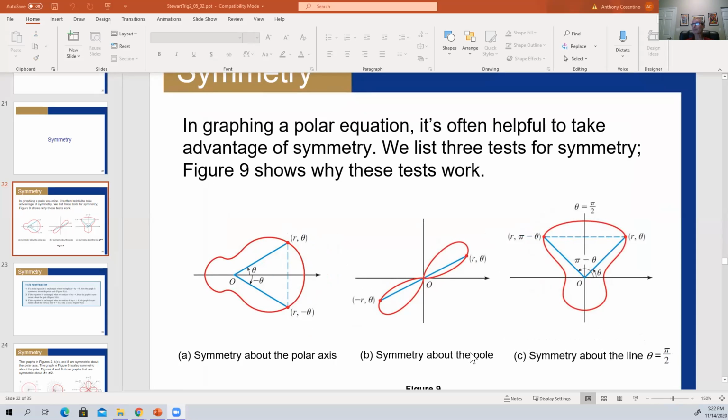And the symmetry about the pole is the change of sign of r. And so r would go from positive and r is negative with the same theta. And then this one here is symmetry about the line theta equals pi over 2. Well, if you think about theta equals pi over 2, that's kind of the y-axis aspect, right? And so you could see here, instead of different signs for theta, what are we doing? We're getting the difference between pi or 180 degrees. And so here's the definitions.